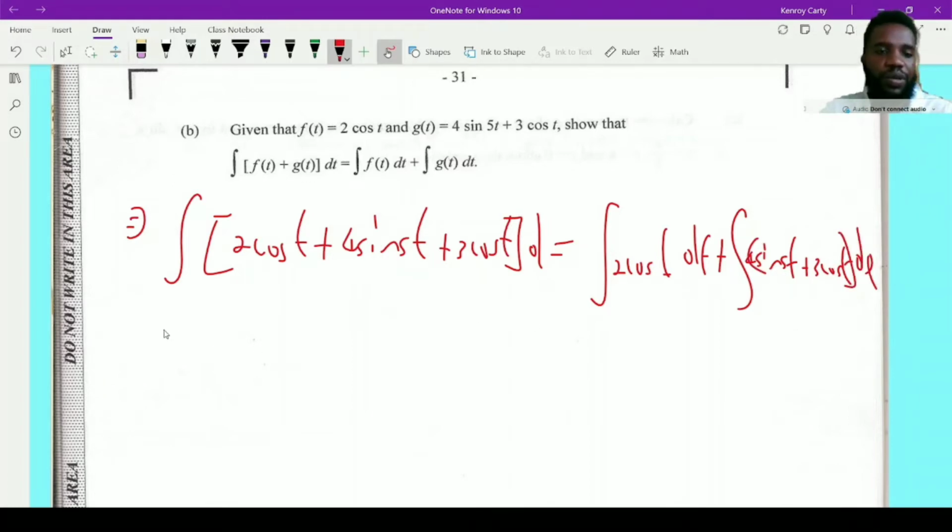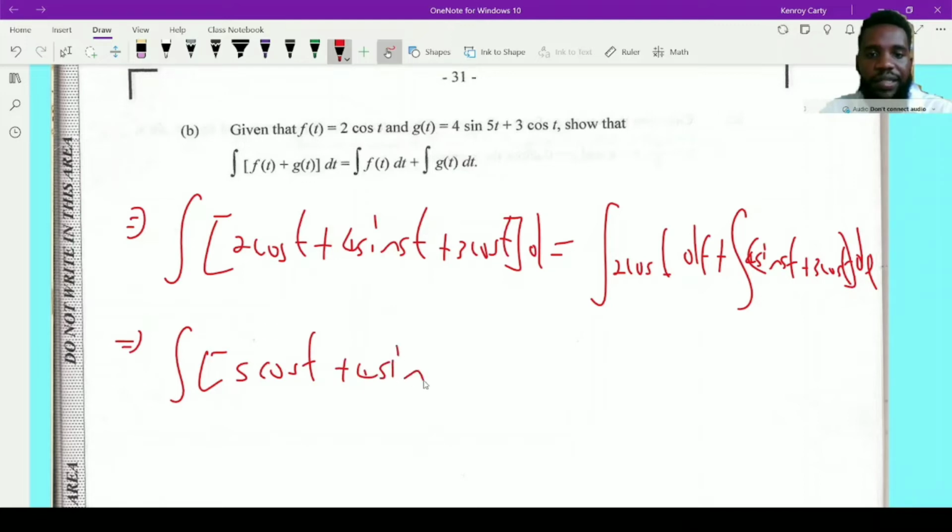So what we're going to do, we're going to take the left hand side first. Let's break this down. We're looking for like terms. You have 2 cos t, 3 cos t, that's going to give me the integral of 5 cos t plus 4 sine 5t dt. Over on this side, we can go right ahead and start integrating. When you integrate cos, you get sine.